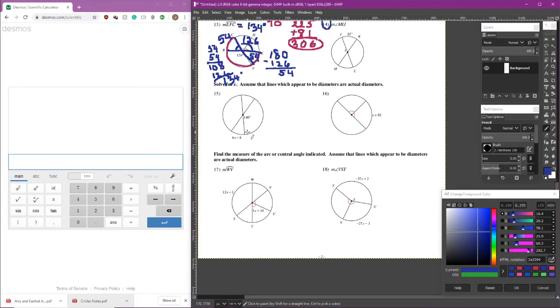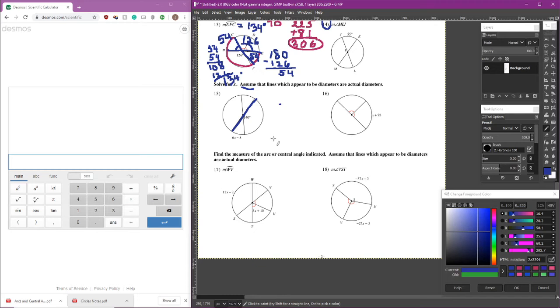Okay, let's solve number 15. It says solve for x. Assume that the lines which appear to be diameters are actual diameters. Many times in geometry they tell you not to assume things, but in this case they gave us permission. So we will assume that they are going through the center and they are diameters, and that'll help us be able to solve things. Now, if this is a diameter, it cuts the circle in half.